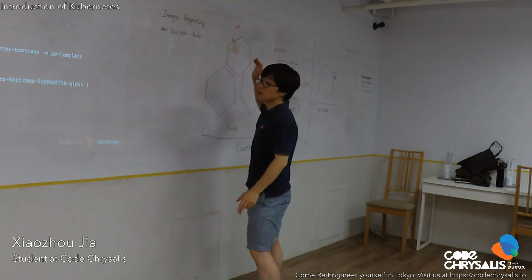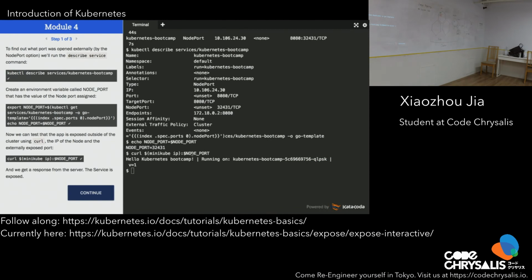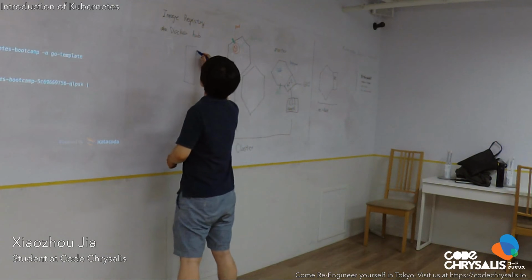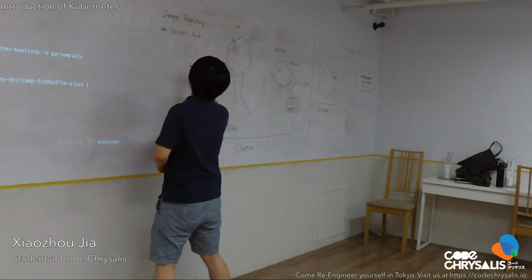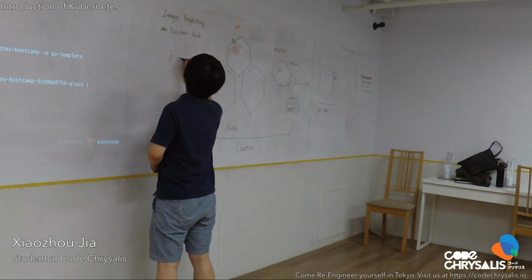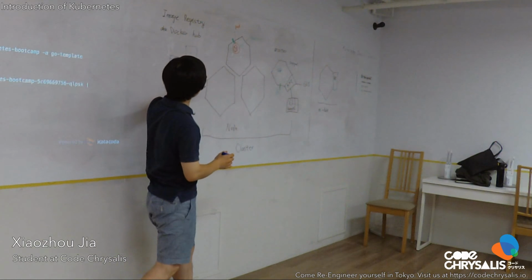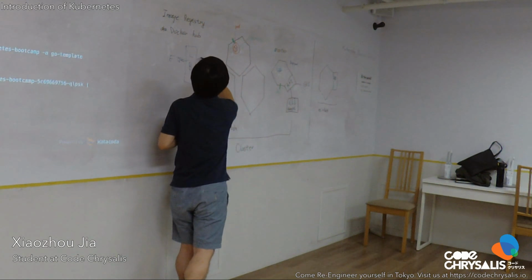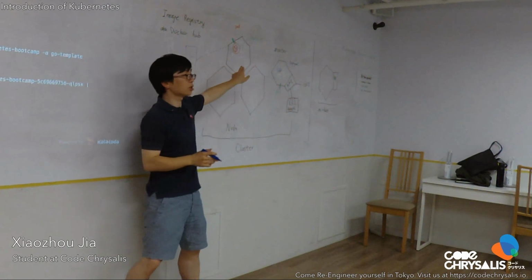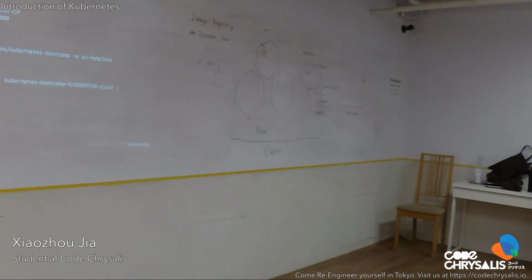But in my case, I have a load balancer. Oh, I should have drawn this. I have a load balancer out here. It has an external IP serving the outer world, and this load balancer is passing our request to our application. That's how we expose our application.